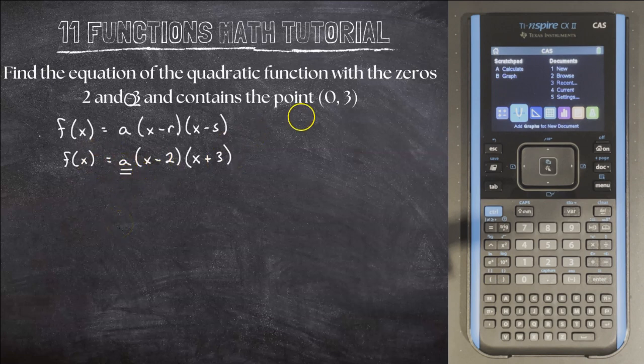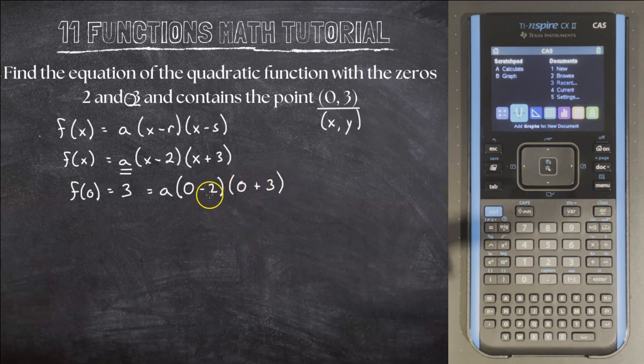So to figure out what that is, we're going to use this point. Remember, our coordinates are x, y. So for f of 0, the solution is going to be 3. And we can write that as a times, so x will be 0, minus 2 times 0 plus 3.